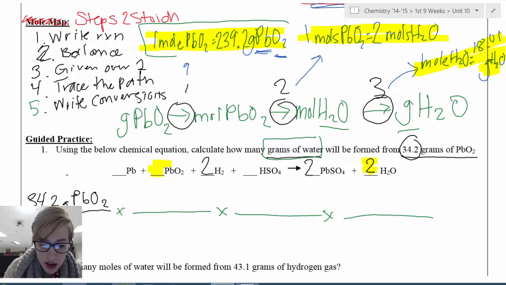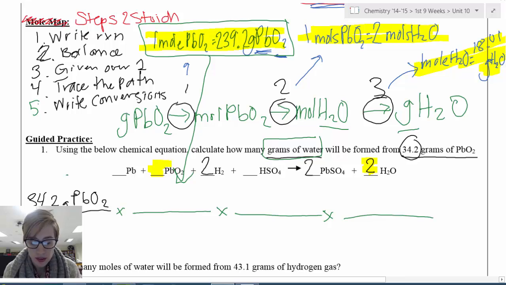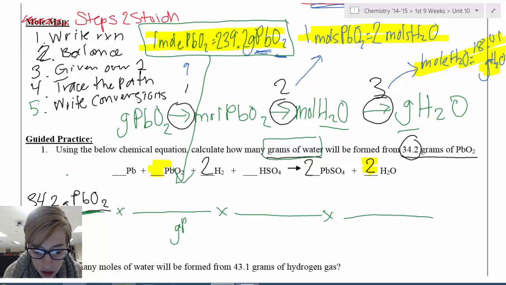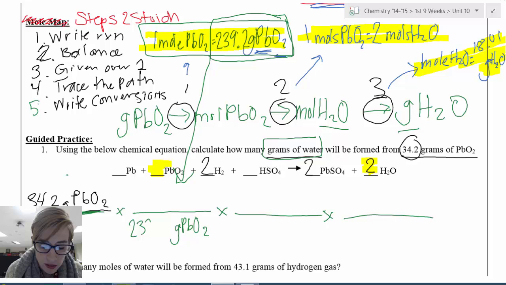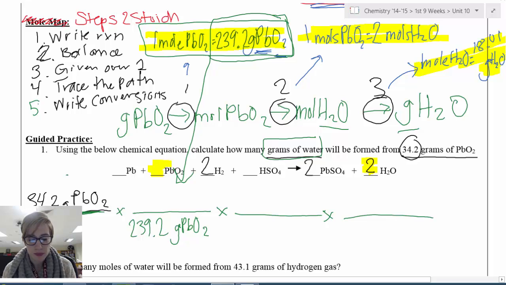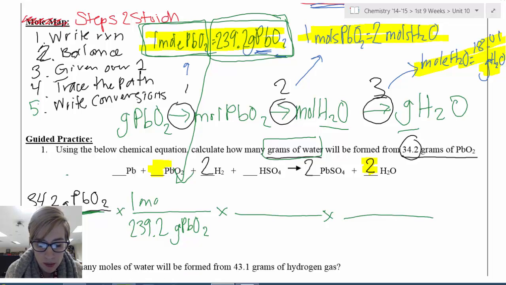This first conversion factor is going to be plugged in to this fraction. I just have to decide which side of this conversion factor goes on the top and which side goes on the bottom. Well, since grams of PbO2 is on the top as my given, I would also want grams of PbO2, but this time on the bottom so it can cancel out. So that means 239.2 goes down here because grams of PbO2 goes down there. The other part of my equation was 1 mole of PbO2, so that has to go on the top. Okay, so now I am done with the first conversion factor.